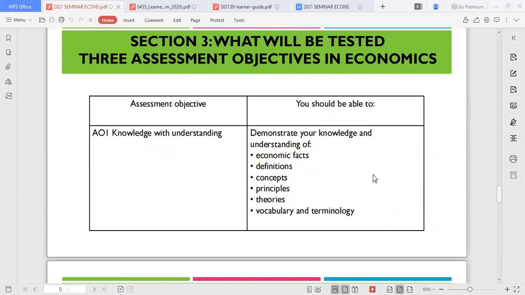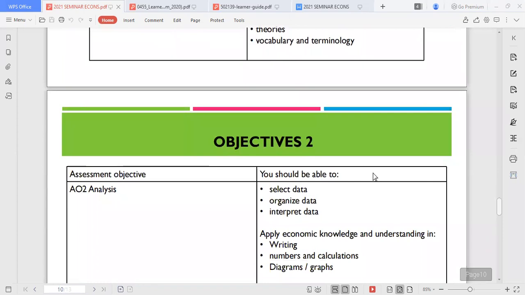Demonstrate your knowledge and understanding of economics facts, definitions, concepts, principles, theories, and vocabulary and terminology. Very, very important. Assessment Objective 2 is on the analysis.